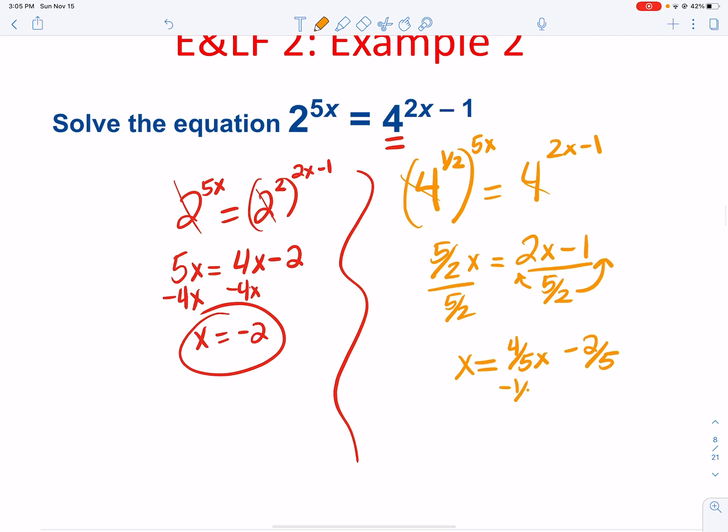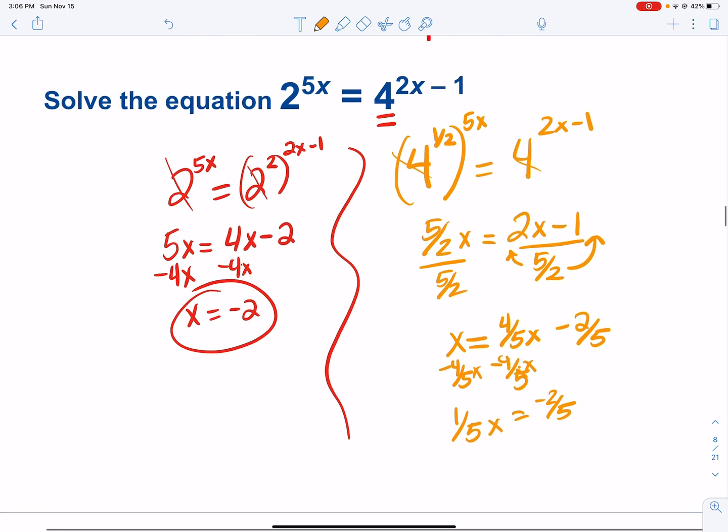So now I would minus 4/5 x. I'm trying to make a point, that I would not work it this way. So it's going to be 1/5 x equals a negative 2/5. And now I would divide by 1/5, which is the same thing as multiplying by 5, and x equals a negative 2.